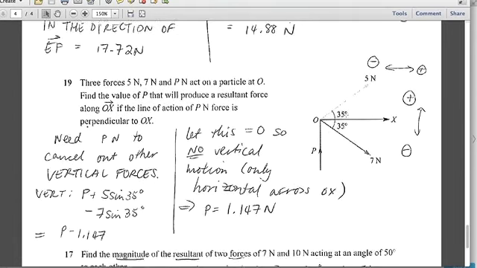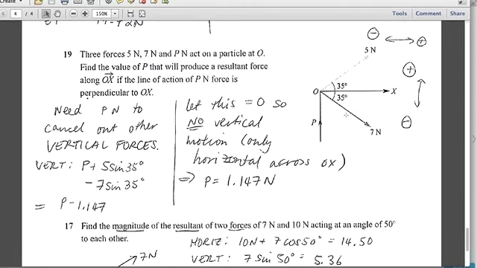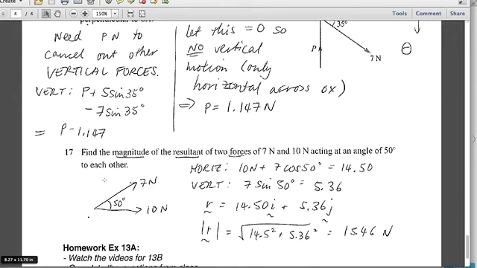All right, we're nearly there. I think there's two more. So this one, I'm actually going to do 17 first while I'm here because it's a very quick one. Find the magnitude of the resultant of two forces of 7N and 10N, so 7 newtons and 10 newtons, acting at an angle of 50 degrees.